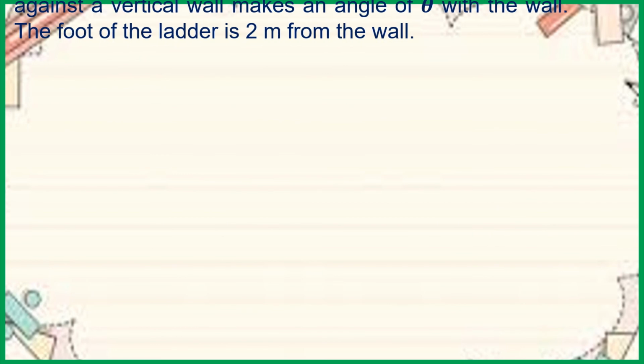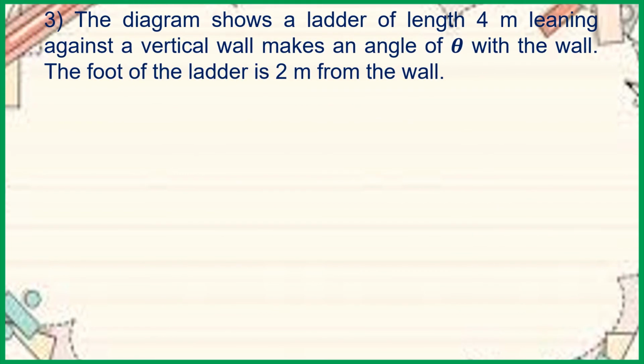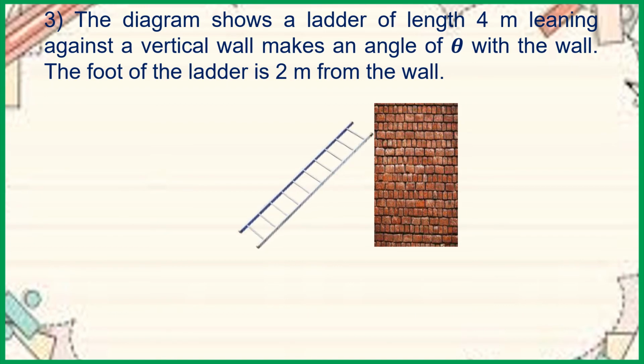Now let us solve the third problem. Let us read together the problem. The diagram shows a ladder of length 4 meters leaning against a wall, makes an angle of theta with the wall. The foot of the ladder is 2 meters from the wall. So let us illustrate this problem. This is the wall, and this is the ladder leaning to the wall. It is 4 meters, and it is the angle with the wall. So it makes up a right triangle. And then the distance between the foot of the ladder and the wall is 2 meters.